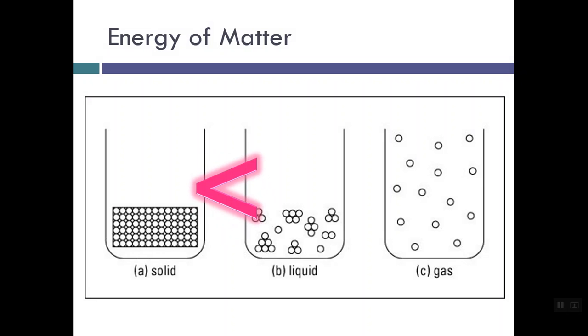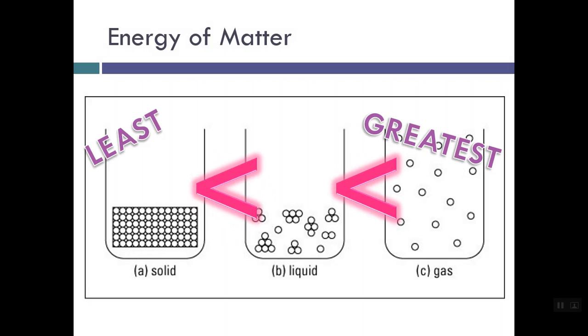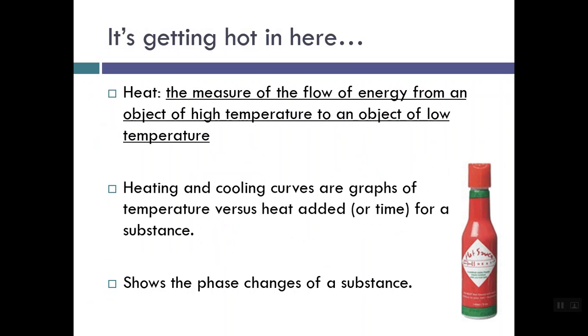So the energy of a solid is less than a liquid, and the energy of a liquid is less than a gas. Solid, liquid, gas goes from least amount of energy to the greatest amount of energy. So what is heat? Heat is the measure of the flow of energy from an object of high temperature to an object of low temperature. Everything goes from high to low, just naturally. So heat is just energy moving from high temperatures to low temperatures.